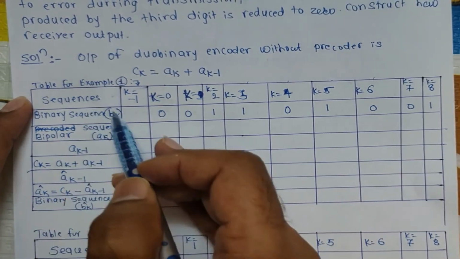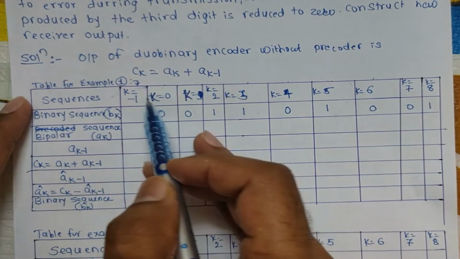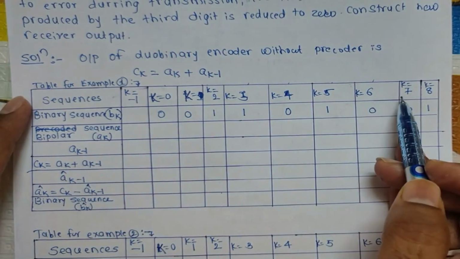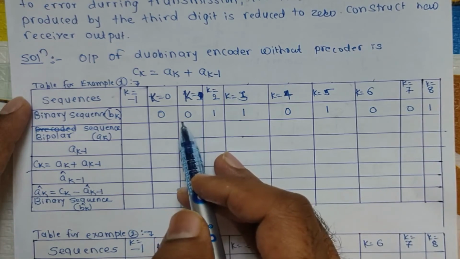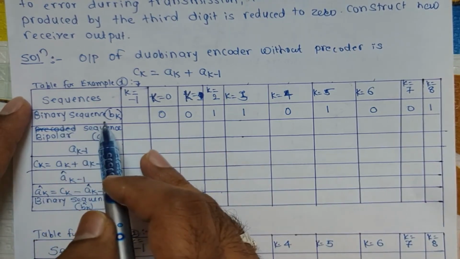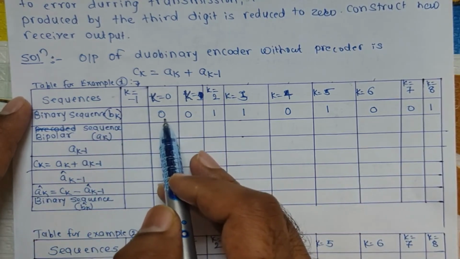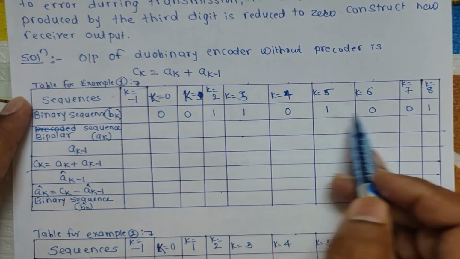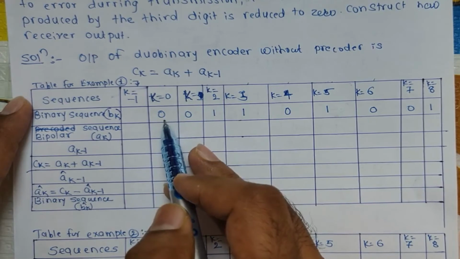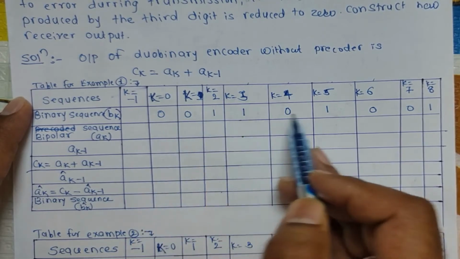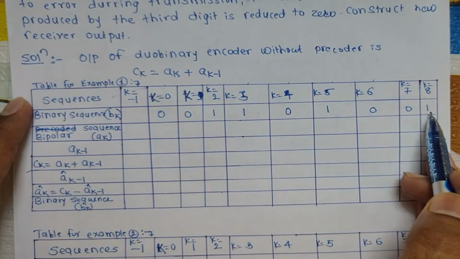In this, different sequences we can write, and these are the different values of k, meaning for the different bits. First of all, we can write the input data, the binary sequence given, bk. This is 00110101. It must start from the k equal to 0 bit. So this is the 0th bit, first, second, third bit, and likewise this is the 7th bit.